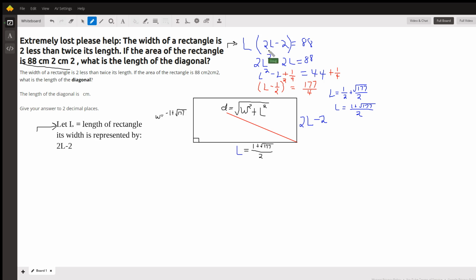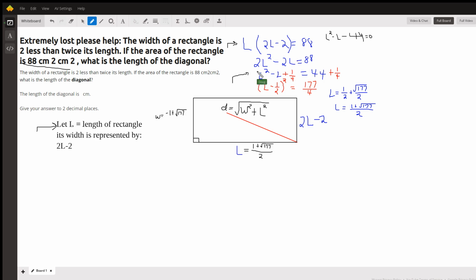Well, let's distribute the L. 2L squared minus 2L equals 88. Notice that every term is divisible by 2, so we can make the numbers smaller. L squared minus L equals 44. Now, if you wanted to, you could write that as L squared minus L minus 44 equals 0 and use the quadratic formula. Or you could complete the square, which is kind of what I've shown here.